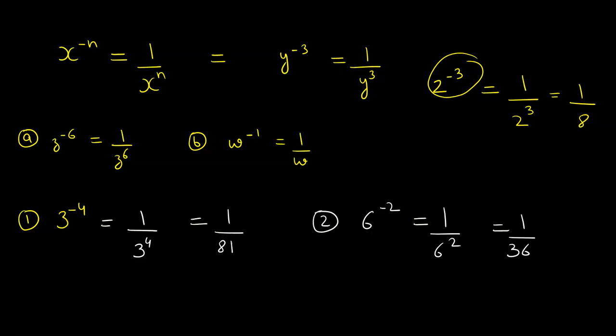that is nothing but 1 over 36. Okay, let's take a look at some complex problems using both the multiplication and division rules of exponents, and now we will include some negative exponents with it.